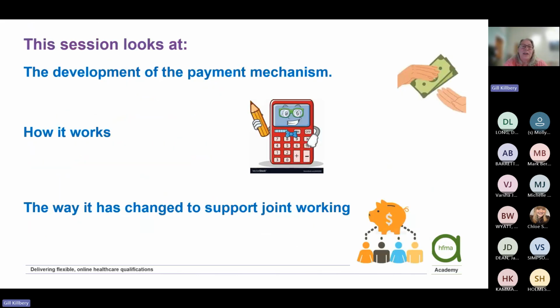This session, we're looking at the development of the payment system, trying to understand the process, how the money the providers get is calculated. We will be talking predominantly about England, but we'll start from the basics and work forward.